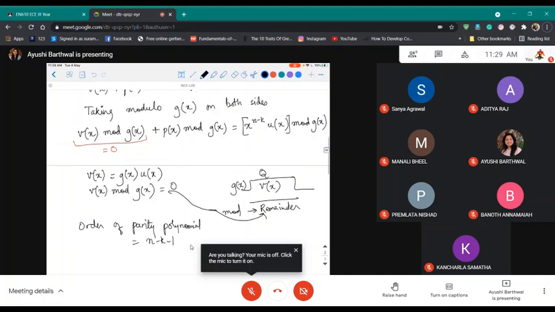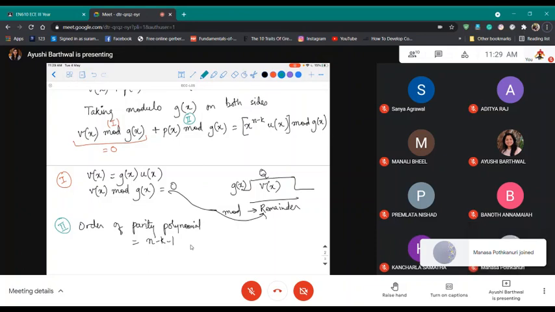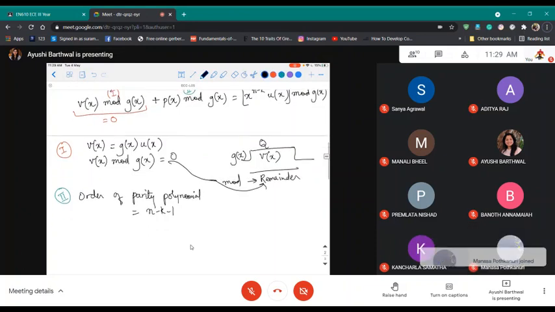Let's call this the first term and this the second term. For solving the first term, this was used, and for solving the second term, this is getting used. The order of the parity polynomial is n minus k minus 1. And we know that the order of g(x) is n minus k.